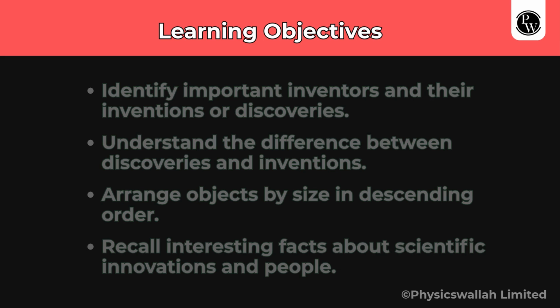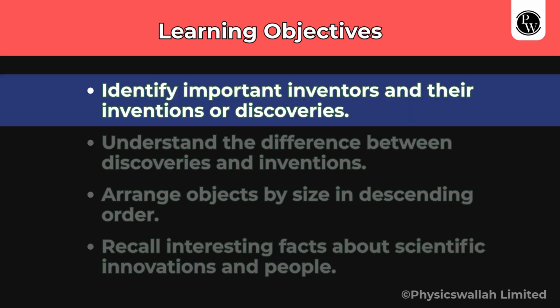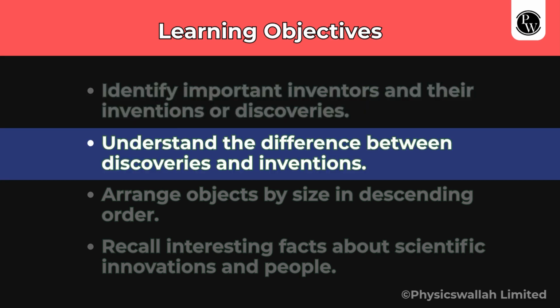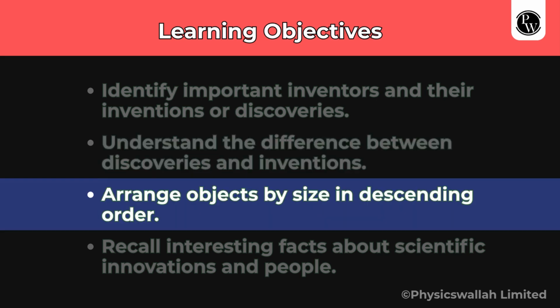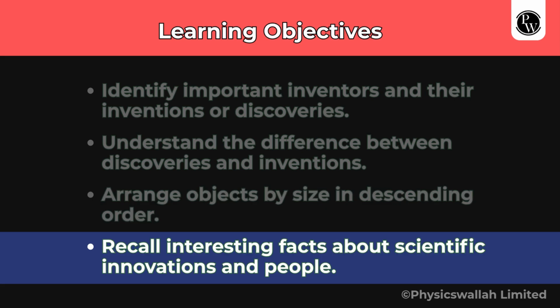These are the learning objectives. Identify important inventors and their inventions or discoveries. Understand the difference between discoveries and inventions. Arrange objects by size in descending order. Recall interesting facts about scientific innovations and people.